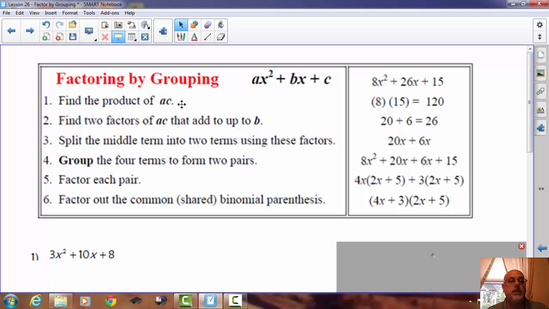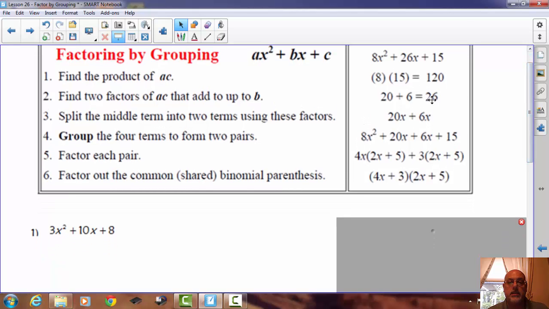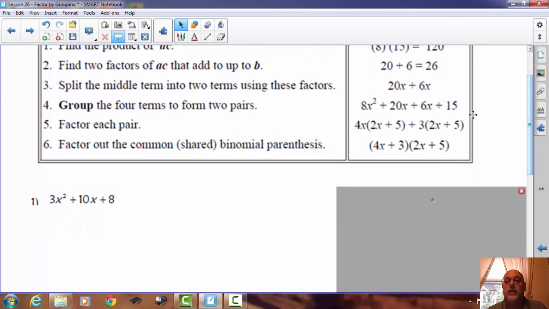So the first step says you multiply the a term, in this case 8, by the c term, which is 15, and you get 120. So now we need to find 2 numbers that multiply to 120 but add to 26. Those 2 numbers are 20 and 6. So we take this 26x and we replace it with 20x plus 6x. 20x plus 6x is 26x, but by replacing that, it now allows us to divide the problem in half again, right after this 20x.